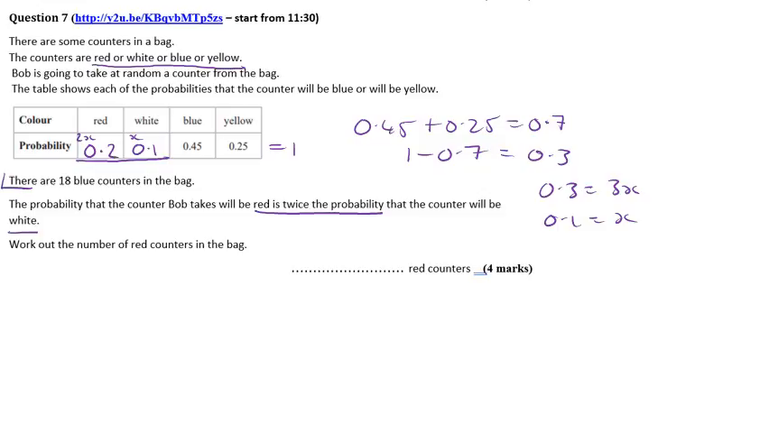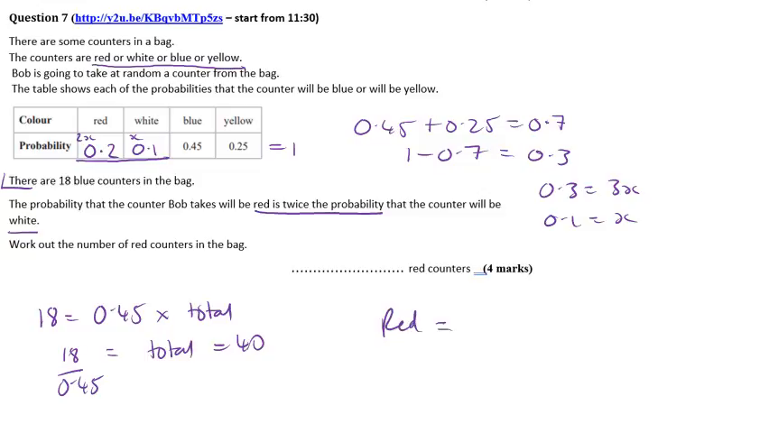There's 18 blue counters in the bag, so the number of blue counters is equal to the probability of blue multiplied by the total amount in the bag. So we can get the total amount from doing 18 divided by 0.45, which is 40. Using this, the number of red counters, we've seen the probability is 0.2, times that by 40 will give us 8 red counters.